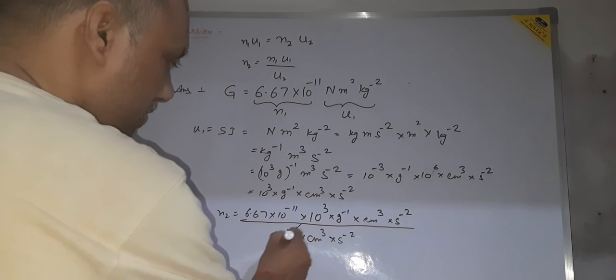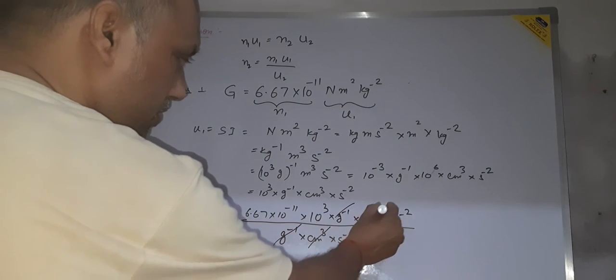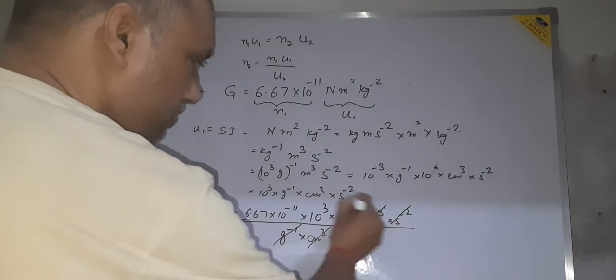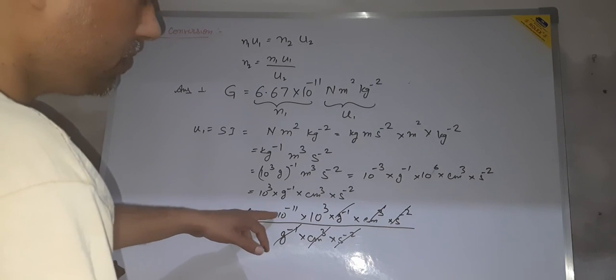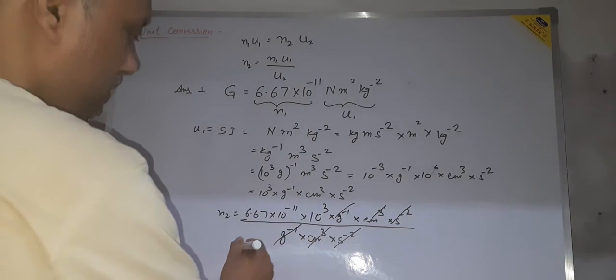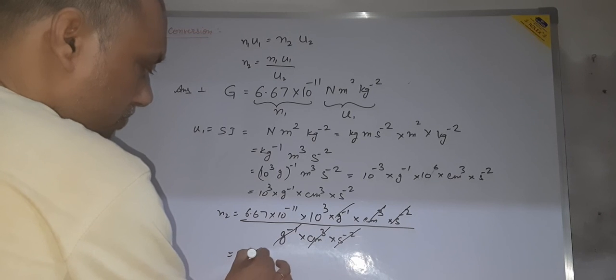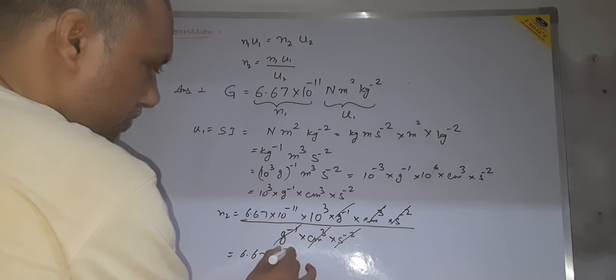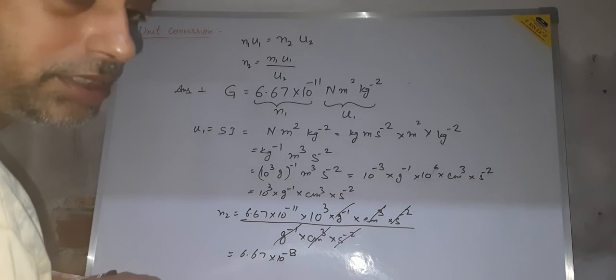Here this gram minus 1 cancels, centimeter cube will be cancelled, second minus 2 will be cancelled. 6.67 into 10 to the power minus 11 into 10 to the power 3. So now it is coming 6.67 into 10 to the power minus 8. Okay class.